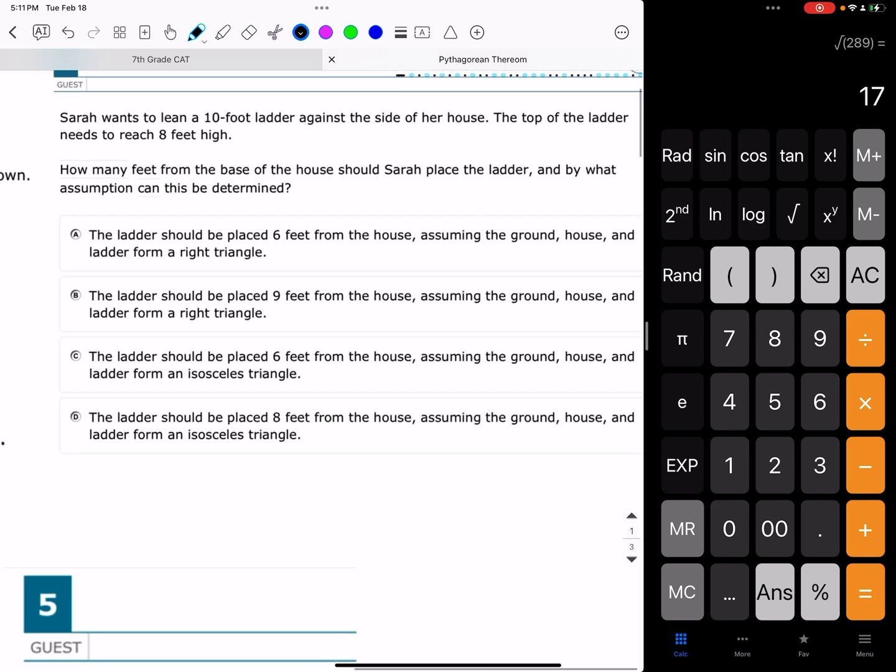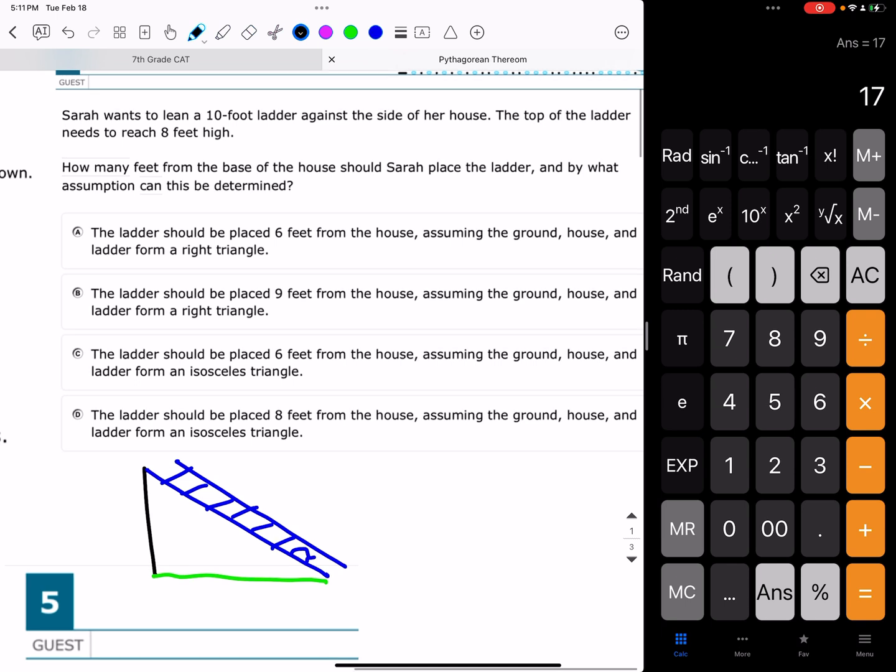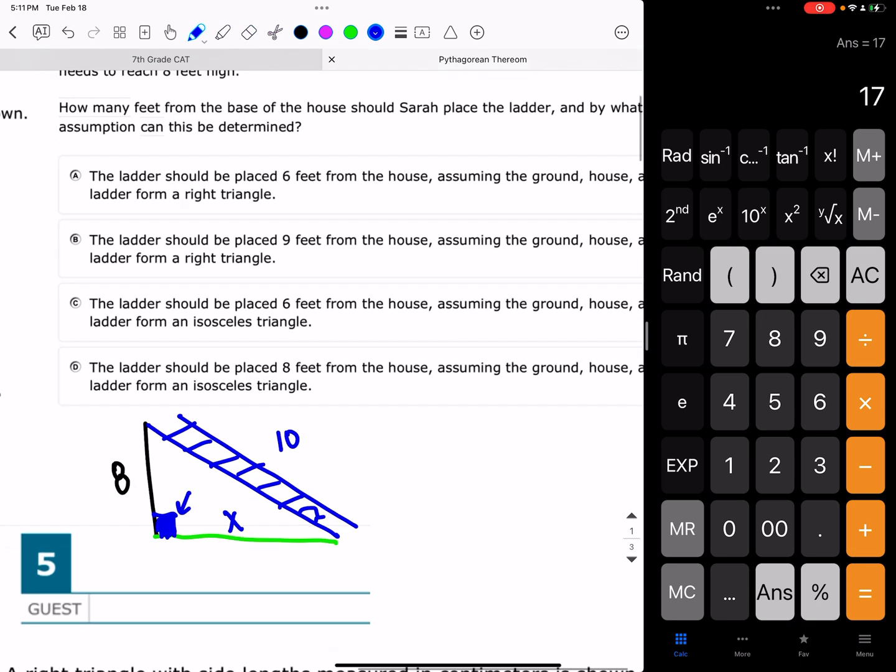Okay. Over here, we have a house. We have the lawn. We have the ladder. It needs to go 8 feet high. It's a 10-foot ladder. How far does it go out? We have to assume that this is a perfect angle. So we're going to pretend that is perfect so we can do this.